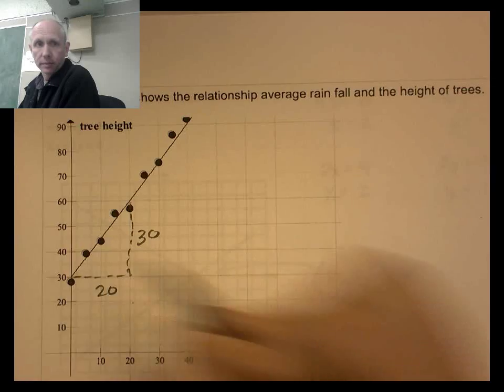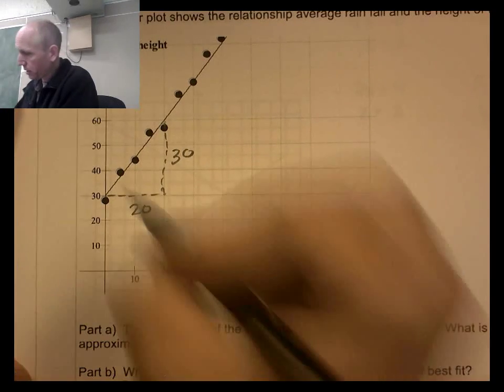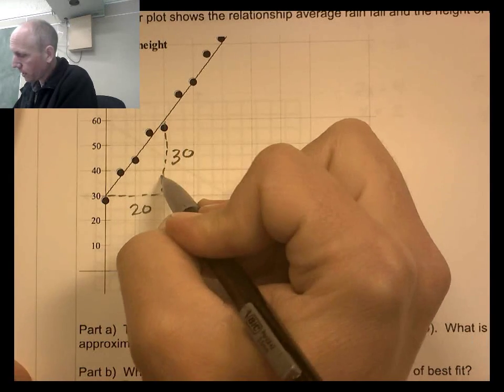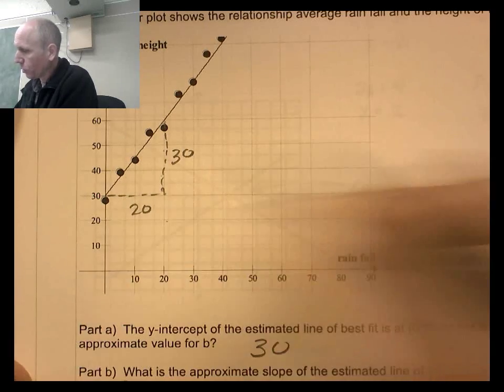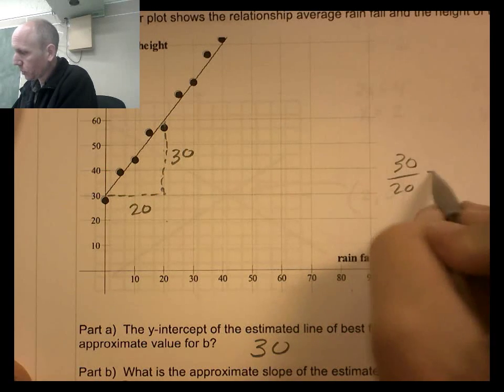Intercept's at 30. So there's my intercept at 30, and the slope is 30 over 20. What's that? 10, 20, 30 over 20, which is 1.5. There's my slope of 1.5.